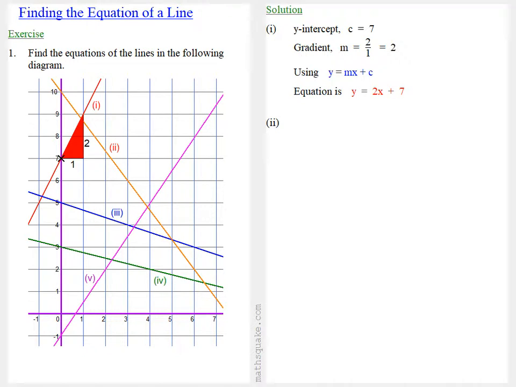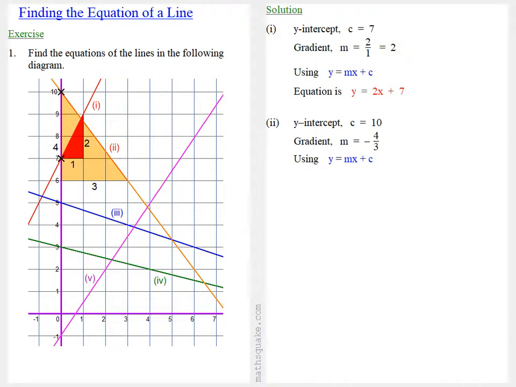Now, for line 2, we see that it crosses the y-axis at 10. That means the y-intercept, c, is equal to 10. And to find the gradient, we need to draw a triangle under the line. Now, the height of the triangle is 4, and the base of the triangle is 3. But the line is sloping downhill as we go across the page. So the gradient m is equal to minus the height over the base, or minus 4 over 3.